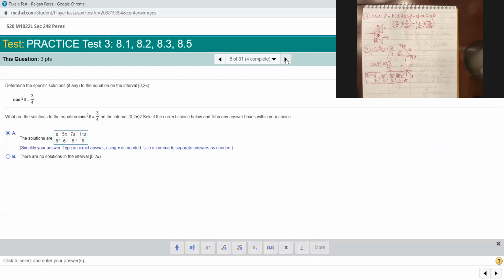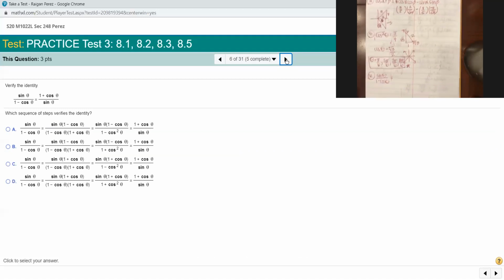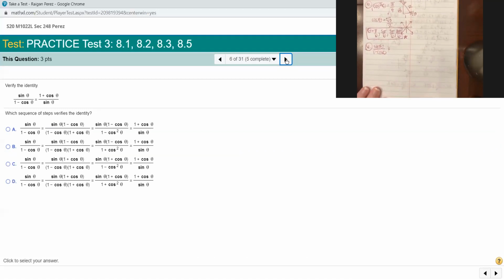Okay. Number 6. Okay, so this is, let me see, sine of theta over 1 minus cosine theta. And I'm just going to write that part for now because y'all can see it on the screen, multiple choice.